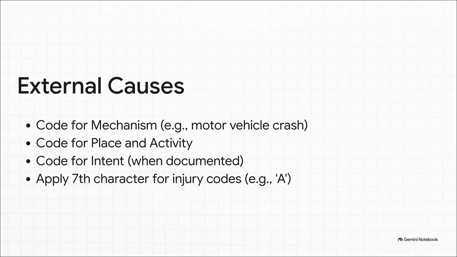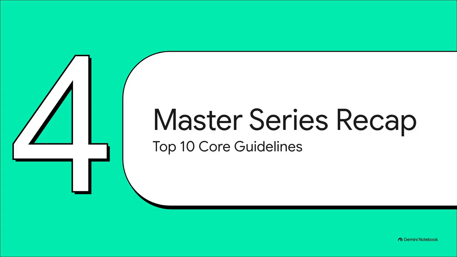You need a code for the mechanism, say a motor vehicle crash. You need codes for the place of occurrence and what the patient's activity was. You need a code for the intent whenever it's documented. And this is absolutely crucial for compliance. You must apply the correct 7th character extension for those injury codes, like an A for an initial encounter. All right, Section 4, Master Series Recap. The top 10 core guidelines of Chapter 15.